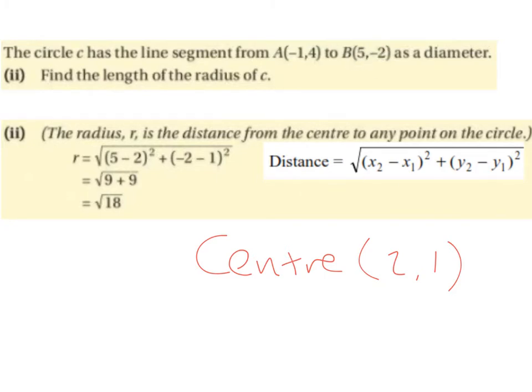So subbing into the formula, we get the square root of (5 - 2) squared plus (-2 - 1) squared, and that gives root 18. So the radius is root 18.